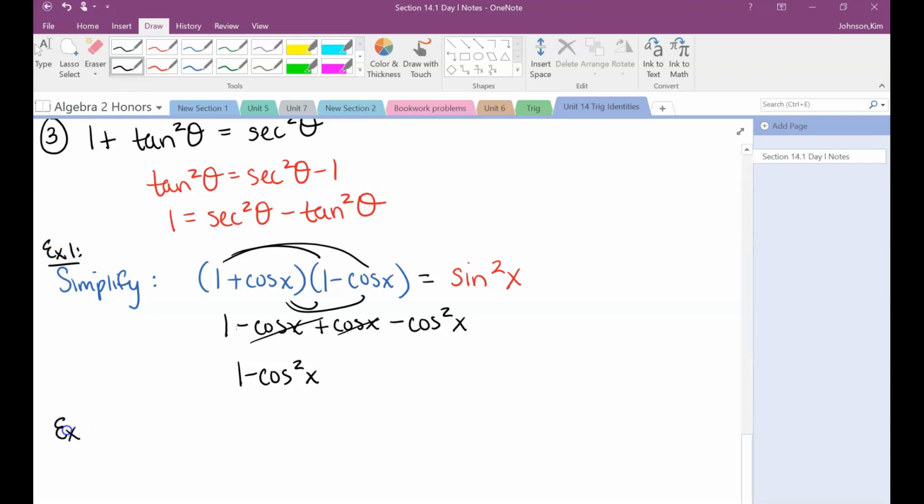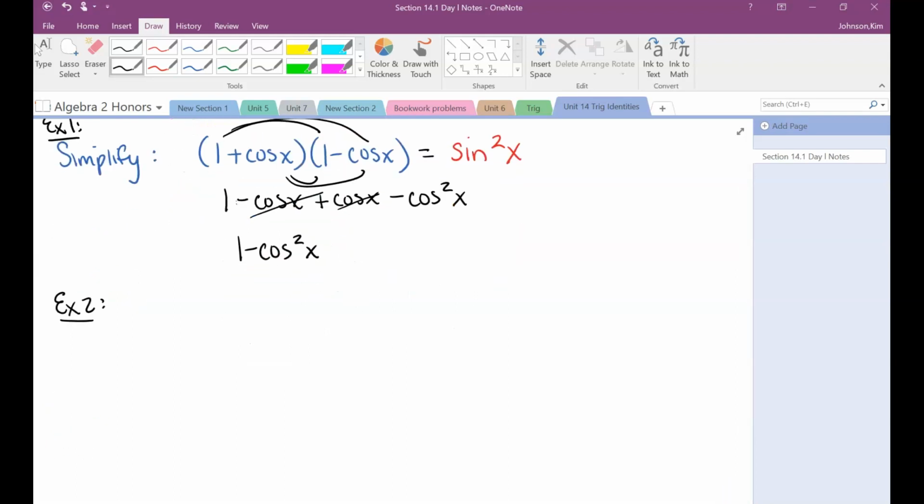Let's do a second one. Let's have you try simplifying cosecant of theta times cosine squared of theta plus sine of theta. Go ahead and pause the video, take a minute, and see if you can simplify the expression. In this case, I want this to simplify to one trig function.